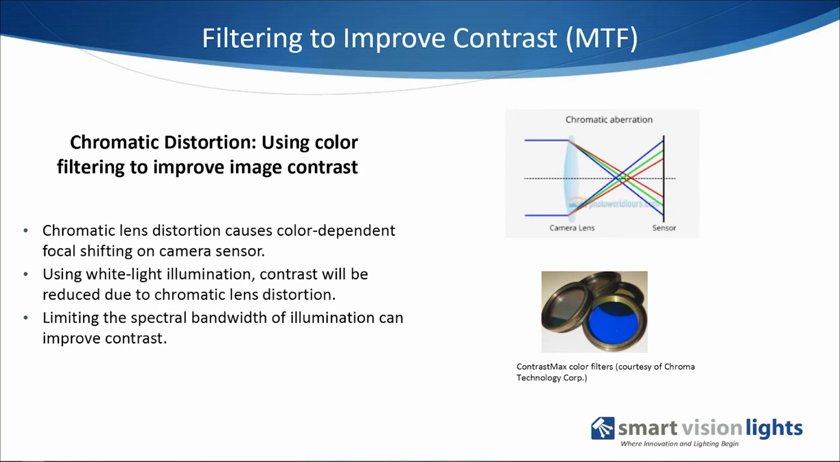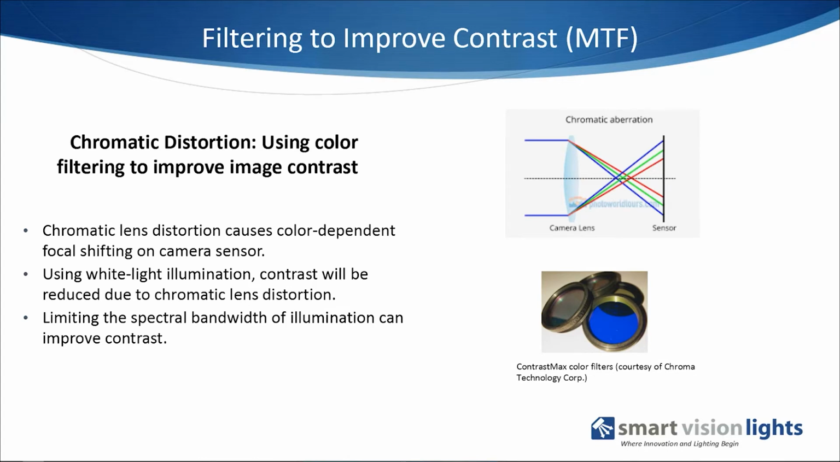So this chromatic distortion causes color-dependent focal shifting on the sensor. If you're using white light, then you have all these frequencies, and the contrast will be reduced due to this chromatic lens distortion. And you'll notice the bottom image here are contrast max filters provided by our friends at Chroma Technology, and using filters like this to improve contrast, and they make specific ones for contrast enhancement here.